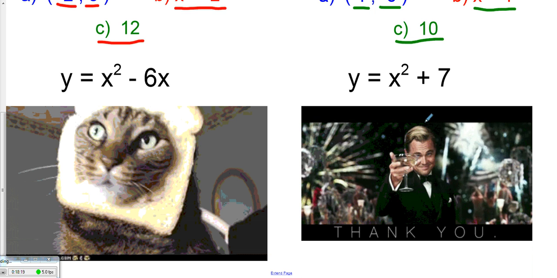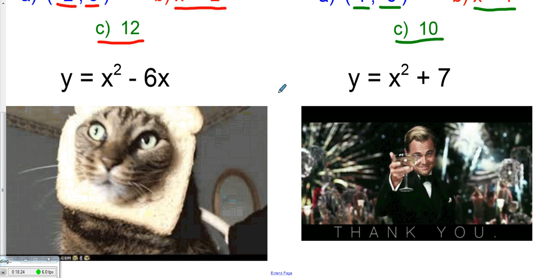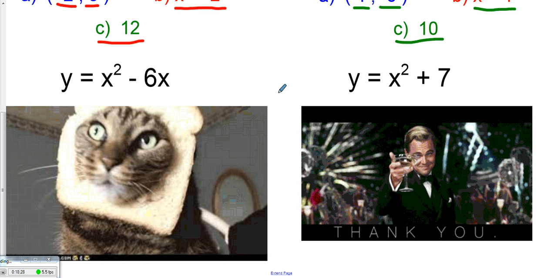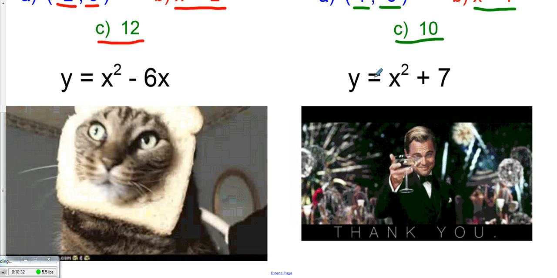Well, it looks like my GIF didn't really turn off. I'm just going to leave that there. I want you to, again, pause the video and try finding the vertex, axis of symmetry, and y-intercept of these two functions.